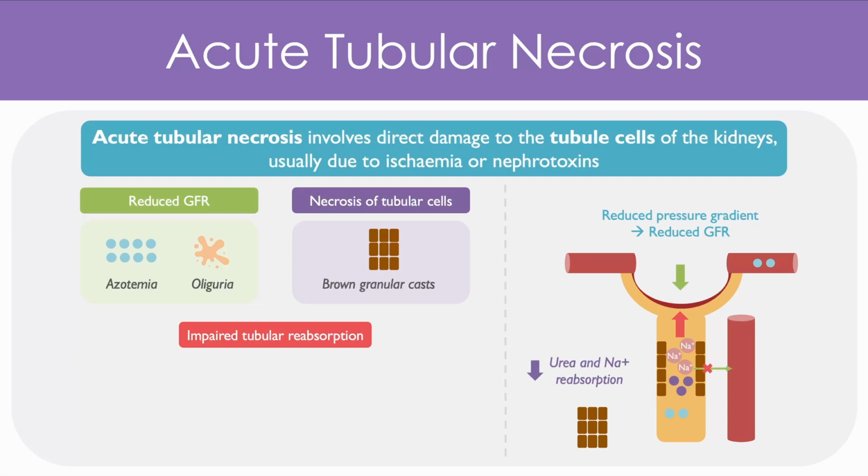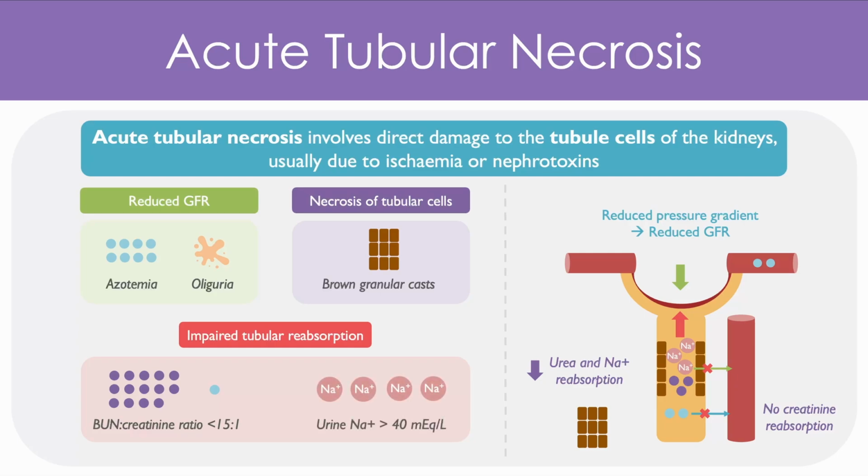As always, creatinine is not reabsorbed back into the blood at all. The overall effect of this is that we get a reduction in the blood urea nitrogen to creatinine ratio, which is usually less than 15:1 in acute tubular necrosis. As well as this, because the sodium is not being reabsorbed, we get more sodium in the urine, and the concentration is usually greater than 40 milliequivalents per liter.